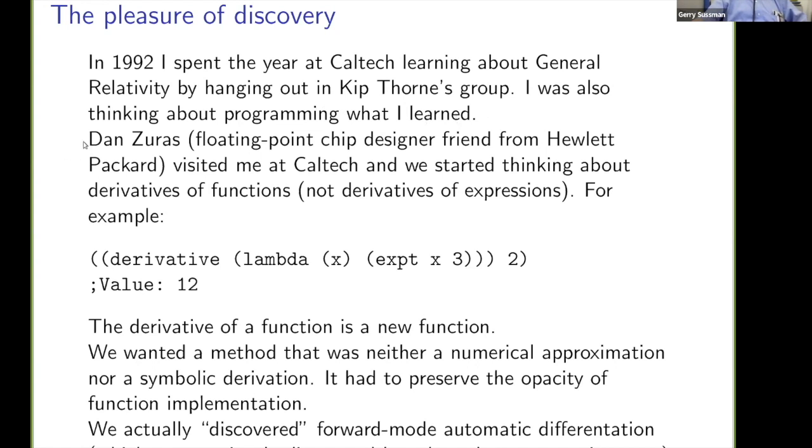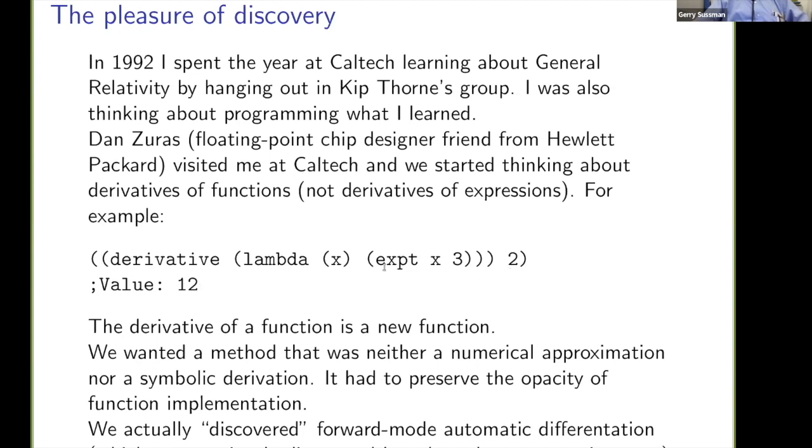There was a fellow by the name of Dan Zuras, who I was friends with, who made floating point chips at Hewlett Packard. In fact, he made the chips that we used in the digital orrery, which I had made in the 80s for doing orbital mechanics calculations. He visited me at Caltech and we started thinking about derivatives of functions. That's not the same thing as derivatives of expressions. For example, the derivative of the function of one argument x, which cubes its argument, when applied to 2, is 12.